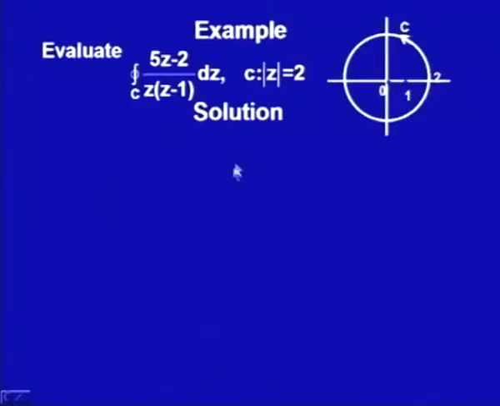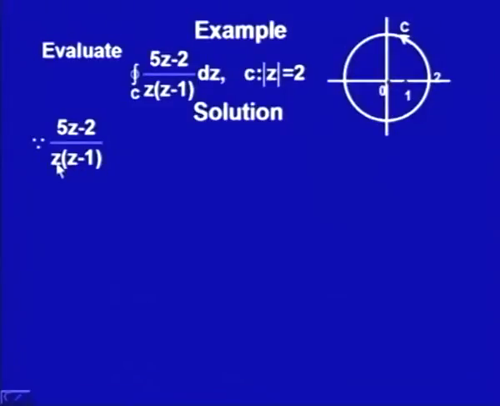First, see the contour. Our contour is this circle, positively oriented, of radius 2. Now, let us see this function f(z). f(z) is (5z − 2)/(z(z − 1)). This function is of the form p(z)/q(z). We know that if q(z) has zeros on which p(z) is not 0, then all those zeros are poles of the function, and the order of the poles is the same as the order of the zeros of the denominator function.